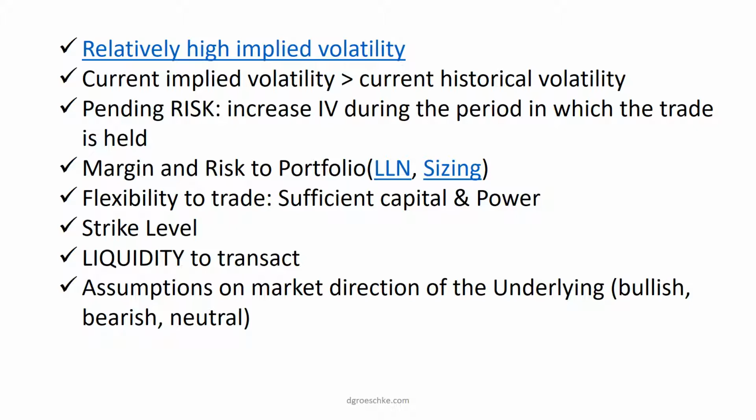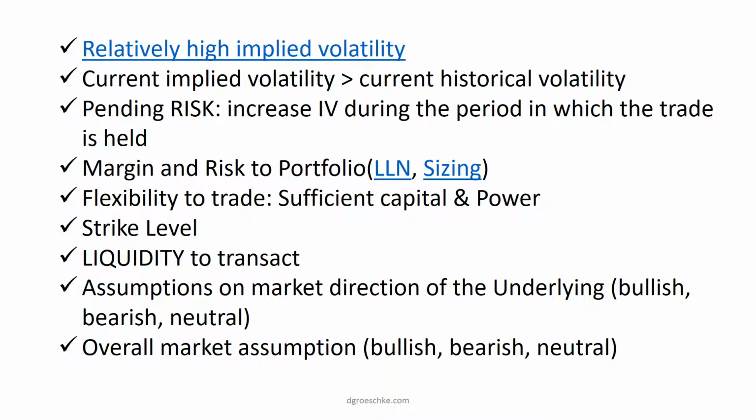Assumptions on the market direction of the underlying. Have I made assumptions regarding the market direction of the underlying? Is it bullish, bearish, neutral? If we are bullish, we open a put credit spread. If we are bearish, we open at least a call credit spread. If we're neutral, we open an iron condor. Is the overall market assumption of the trade we are to make compatible to our market outlook?